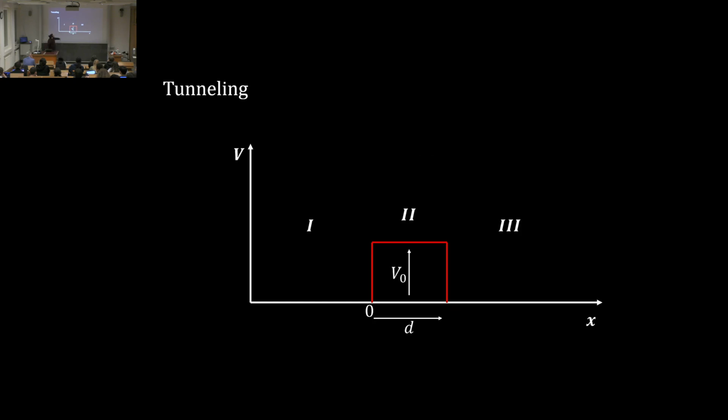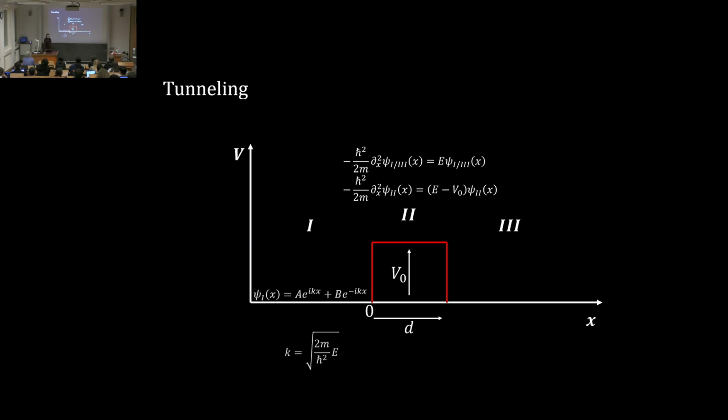So we have these three regions, and we know that the wave function of the electron is described by the free Schrödinger equation in areas 1 and 3. And of course, in area 2, we have to add the potential. If the energy is smaller than V0, this quantity here will be negative. And we will see what happens to the wave function.